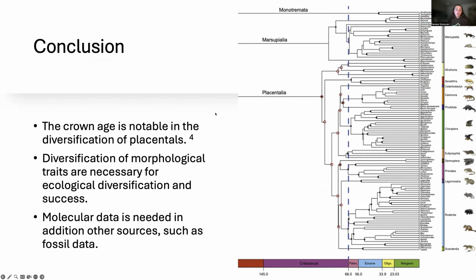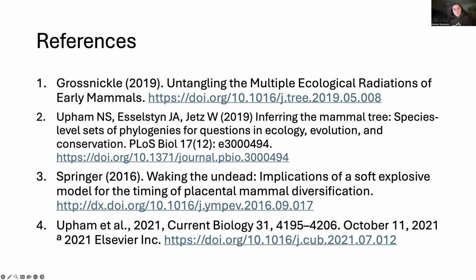The crown age is a notable aspect in diversification of placentals, which is a type of mammal, one of the main living groups again. Diversification of morphological traits is necessary for ecological diversification and success. And then molecular data is needed in addition to other sources, such as fossil data.